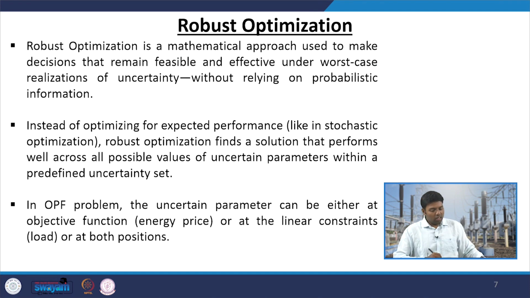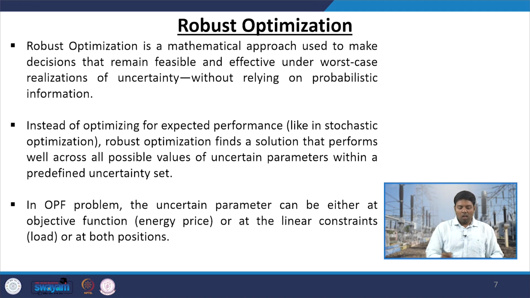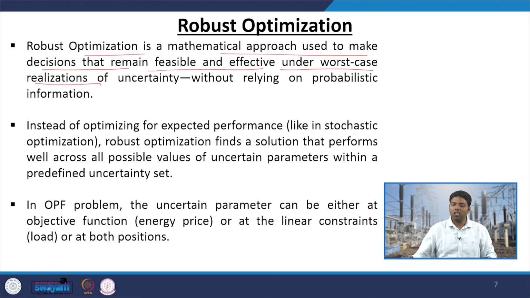Now, what is robust optimization? Robust optimization is a mathematical approach used to make decisions that remain feasible and effective under worst-case realization. That means, rather than considering all the scenarios, we decide our control actions depending upon the worst-case scenario, that is, the worst situation we can face, and we prepare for it. If we are prepared for it, then if any scenario comes that is lesser than that worst case, we are prepared for it, so we need not think of it.